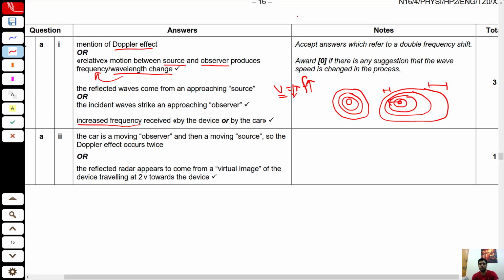Okay, so you can see this is the source here, and the source is producing a wave, and then there's an observer. The observer is moving toward the source, so there will be an increase in frequency. So mention the Doppler effect, mention there's a relative motion between the source, which is the radar gun, and the observer, which is the car, and this relative motion produces a change in wavelength that causes a change in frequency. And then there will be an increase in frequency because the observer is moving toward the source.